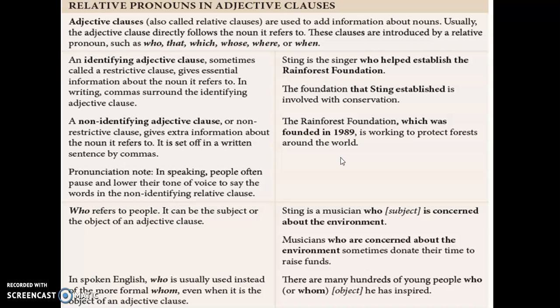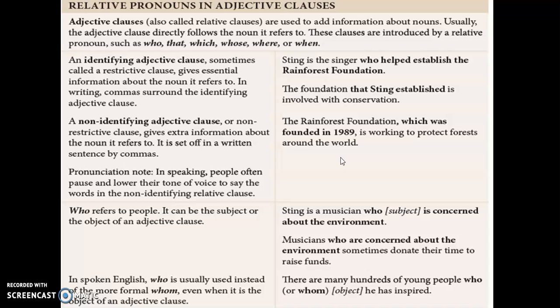Now we have who, which refers to people. It can be the subject or the object of an adjective clause. We are going to discuss later, guys, because we have these two grammar parts here, and they must be displayed and well explained later. In the example, we have Sting is a musician who, working as a subject, is concerned about the environment. The other example says musicians who are concerned about the environment sometimes donate their time to raise funds.